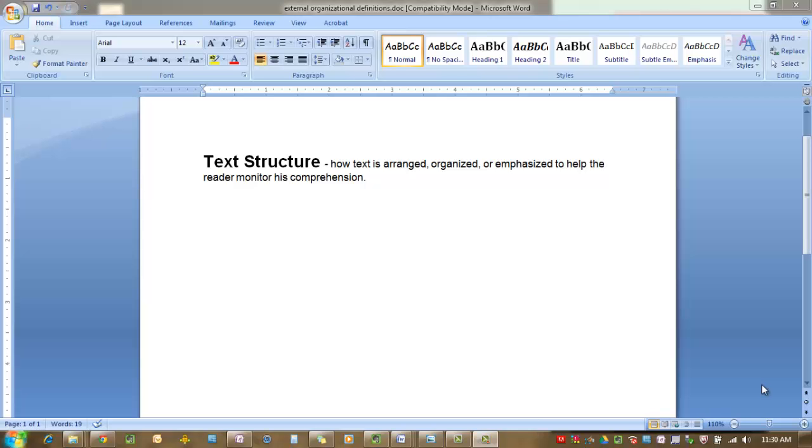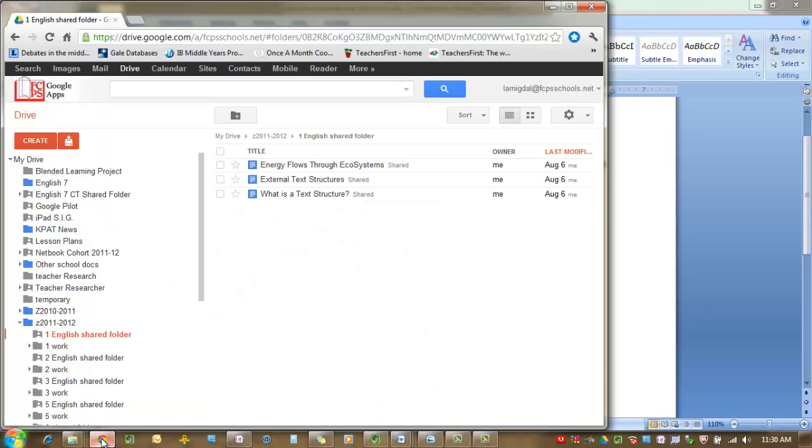to talk about text structure in nonfiction. Before we start though, let's take a peek in our Google Drive. On the board today, I told you to go into our shared folder and make copies and rename these 3 documents, so hopefully you've done that.